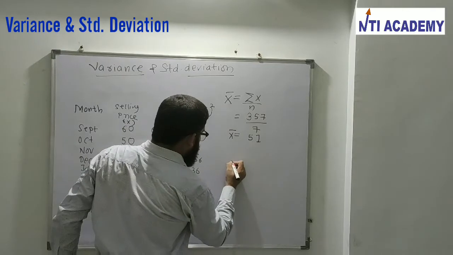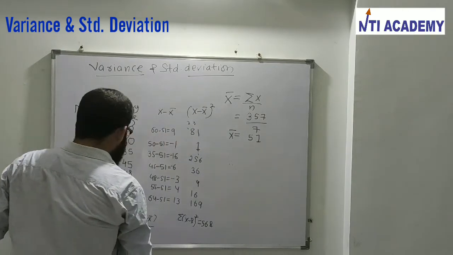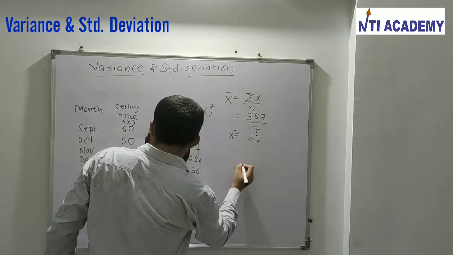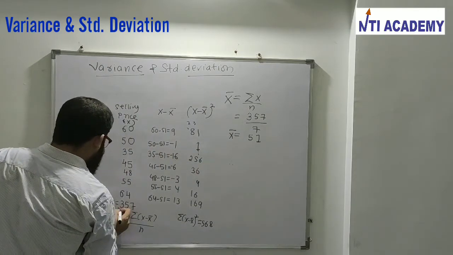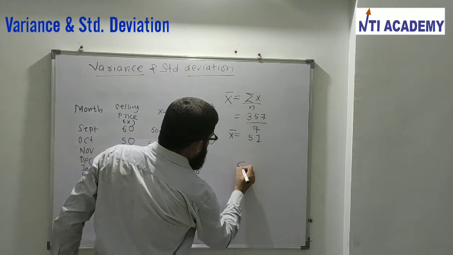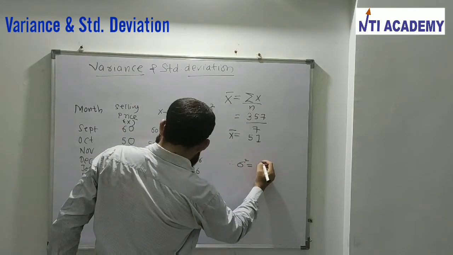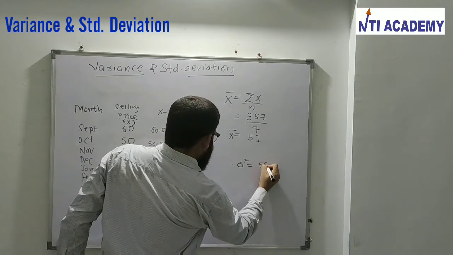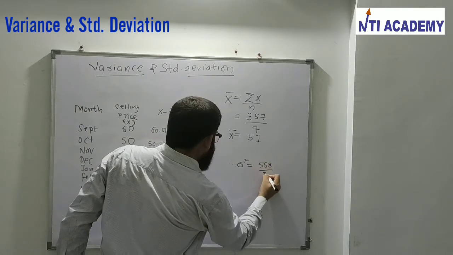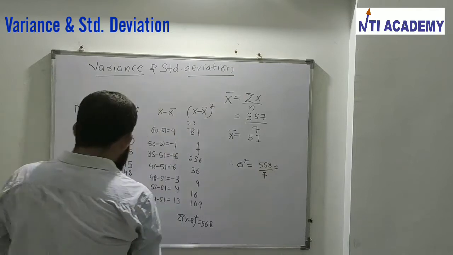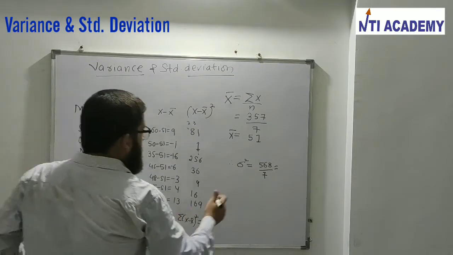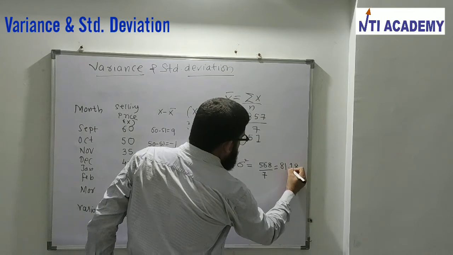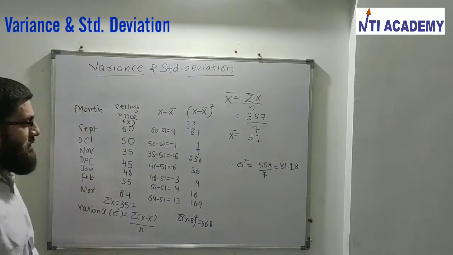Now just simply what you have to do is calculate the value of variance by substituting in that formula. The variance is 568 divided by 7. The whole value comes out to be 81.18. You can just calculate on the mobile phone.